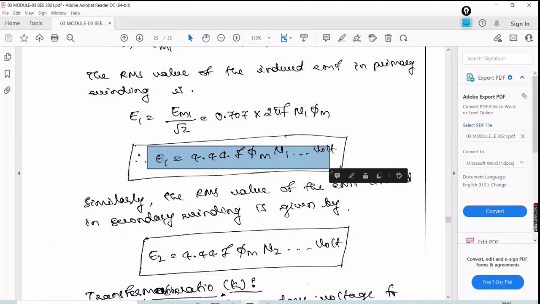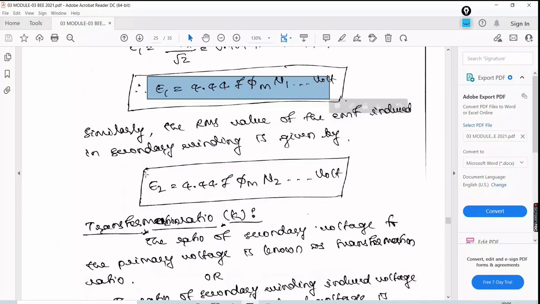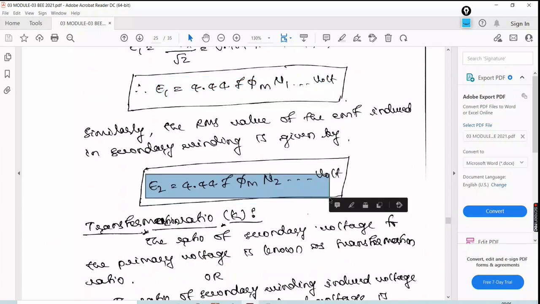E1 equal to 4.44 f into φm into N1. This is for the primary. For the secondary, what is it? E2 equal to 4.44 f into φm into N2. One is for primary, two is for secondary. Keep this in mind.